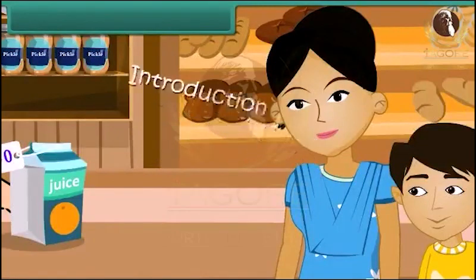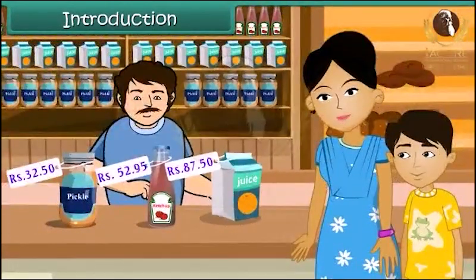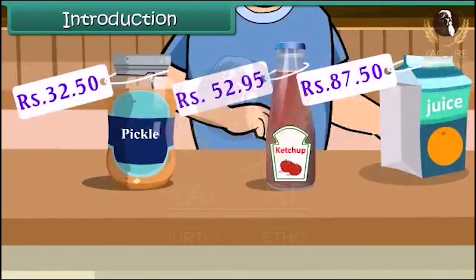Introduction. You accompany your mother to the market. She wants to buy a bottle of ketchup whose price is rupees 52.95. She wants to buy juice whose price is rupees 87.50 and pickles whose price is rupees 32.50.